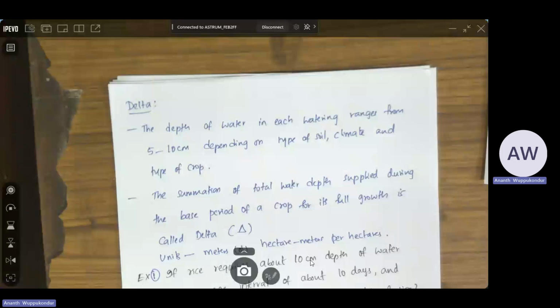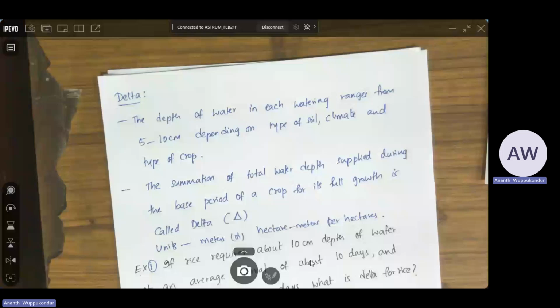Now, these are some example crops for Kharif season. You can see in this table when they are usually sown and when they are usually expected to be harvested, and also the amount of water that is required and what is the yield per hectare.